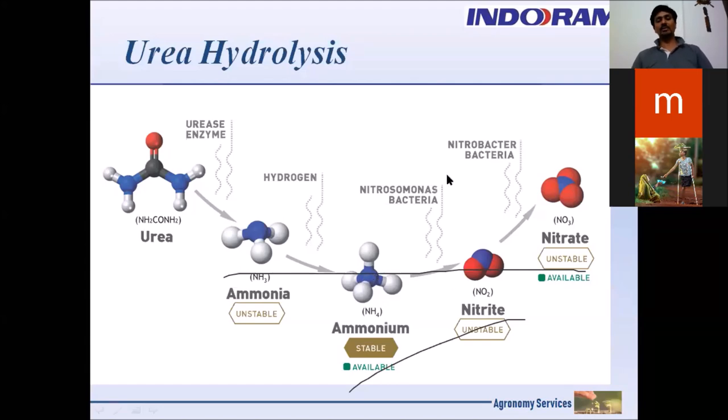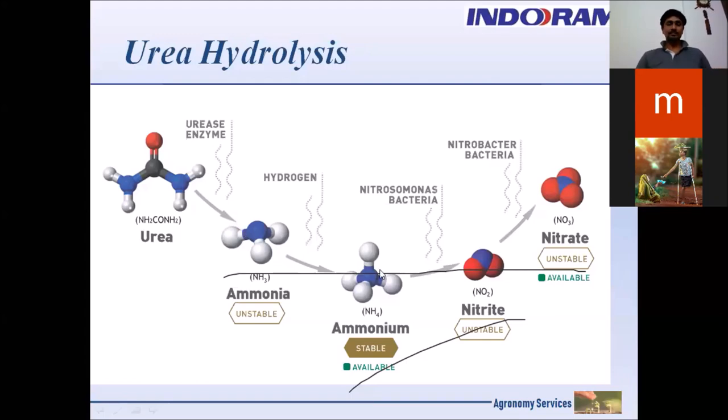Then ammonium, in the presence of Nitrosomonas bacteria, converts into nitrite, which is again unstable, and it is toxic too. So if there is an excess of nitrite in soil, there is a chance that it will kill your plant. But the availability of these microorganisms, Nitrosomonas and Nitrobacter, is sufficient, so this conversion is very fast, and nitrate is available for the plant growth, and the plant absorbs. So this is the hydrolysis of urea. The process starts from amide to ammonia, ammonia to ammonium, then nitrite to nitrate. So this is the process.